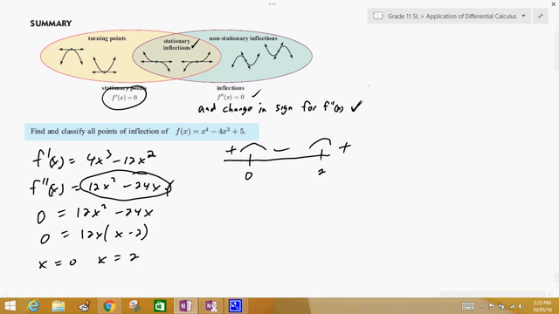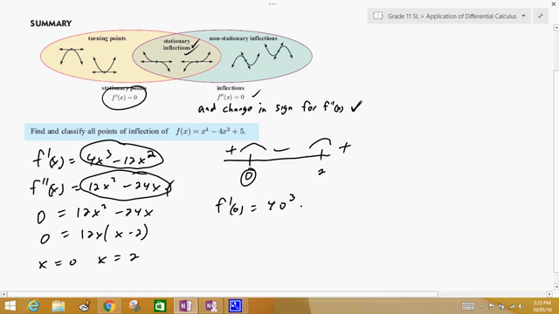Now the question becomes, what kind of inflection point is it? Is it stationary or non-stationary? If the first derivative for this point is equal to 0, it's stationary. If it doesn't equal 0, it's non-stationary. So let's test the first derivative when x is equal to 0. f prime of 0 is equal to 4 times 0 cubed minus 12 times 0 squared. That's equal to 0. And therefore, at x equals 0, we have a stationary inflection point.